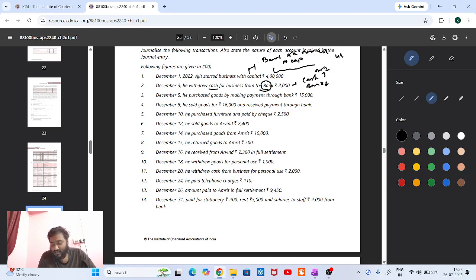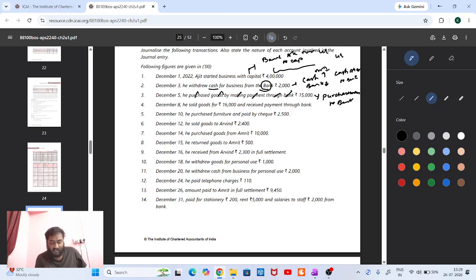Cash balance is a debit balance. In order to increase the debit, we debit. So cash account debit to bank. I hope you have understood this. He purchased goods, making payment through bank. For every purchase, the entry is purchases account debit to bank.